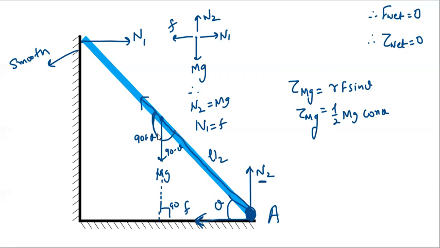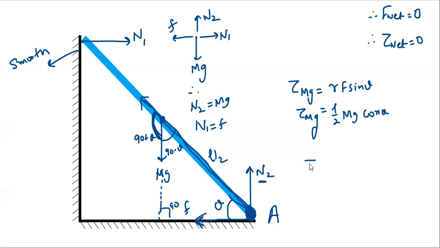So you have to calculate the angle between R and F. How will you get the R? You have to extend the line which is joining the point about which you are calculating torque and the point of force. So the angle will be 90 plus theta. So the torque is L by 2 mg cos theta.